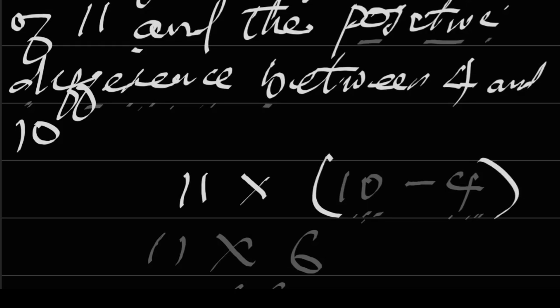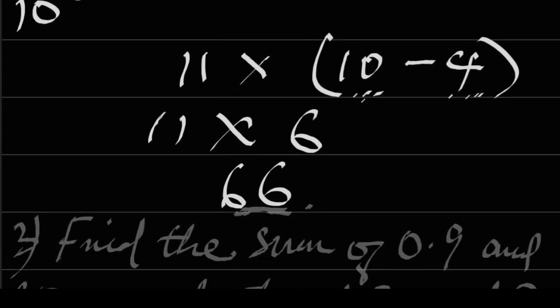When we say positive difference between 4 and 10, from the word positive difference, please, we are repeating ourselves over and over because the process of solving math, the procedure is always the same. Positive difference between 4 and 10, that will be 10 minus 4, not 4 minus 10. A big number will subtract a small number. That is when the result will be positive. That's why it's called positive difference. So let's move on. That will be 11 times 10 minus 4, which is 6. So 11 times 6 will give us 66. And that's our answer.